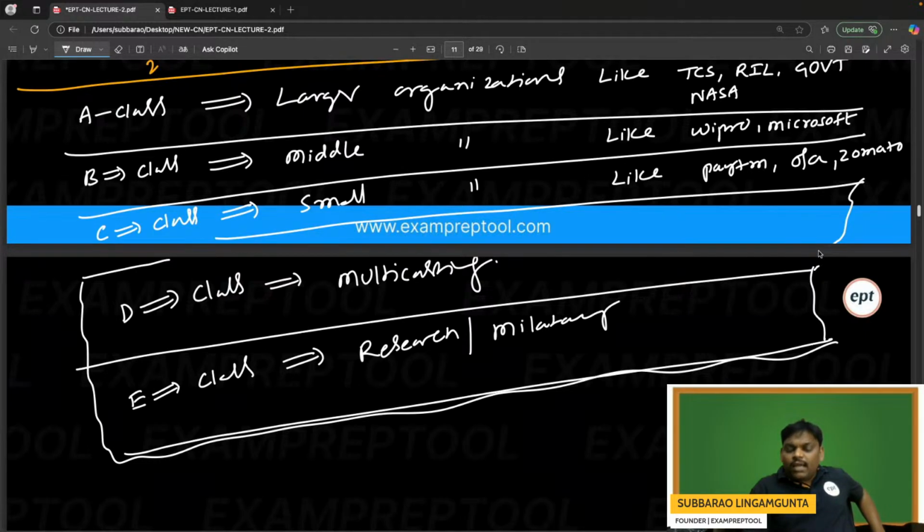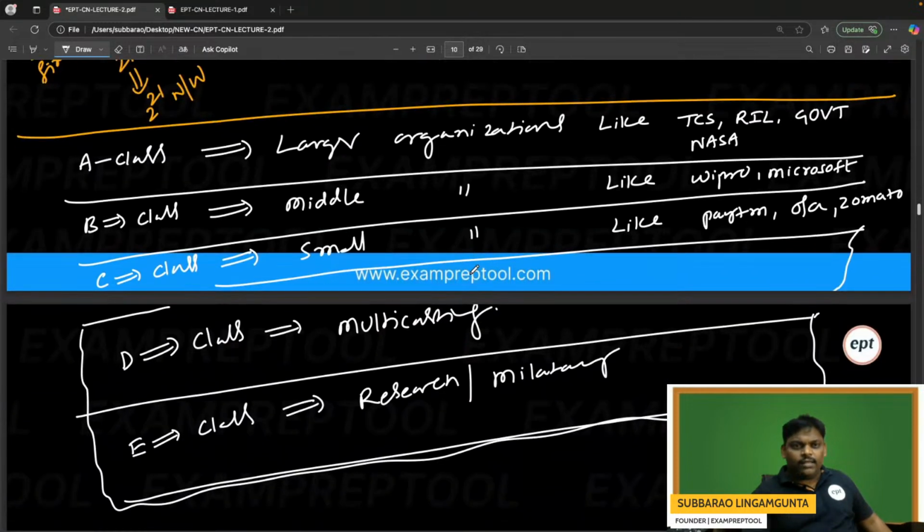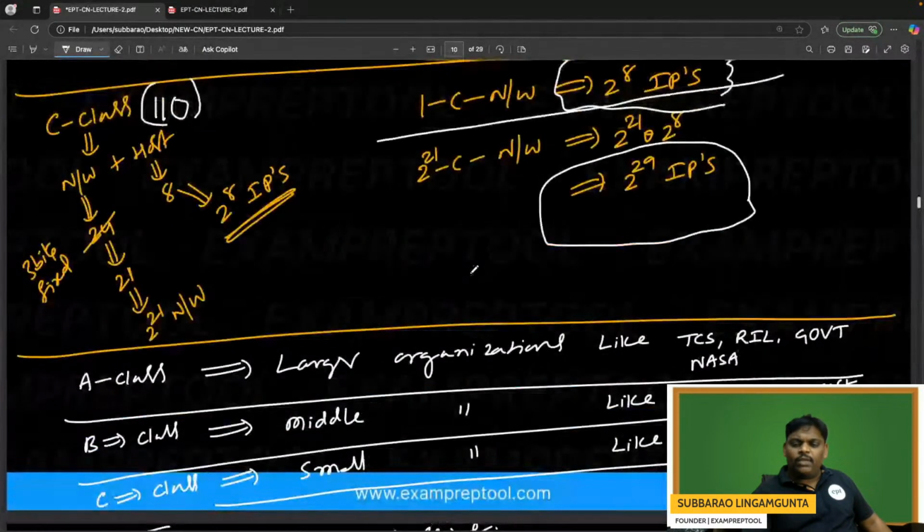So for larger organizations, A class. For middle, B class. C class is going to be small organizations like startup companies. Like that. I hope everyone is fine.